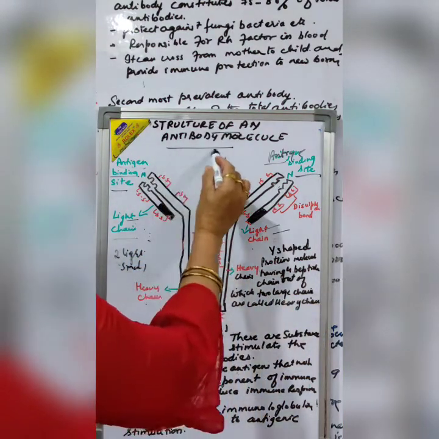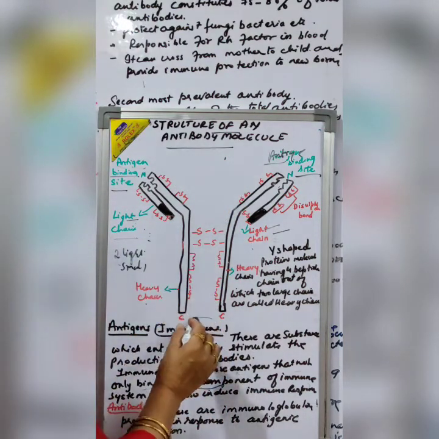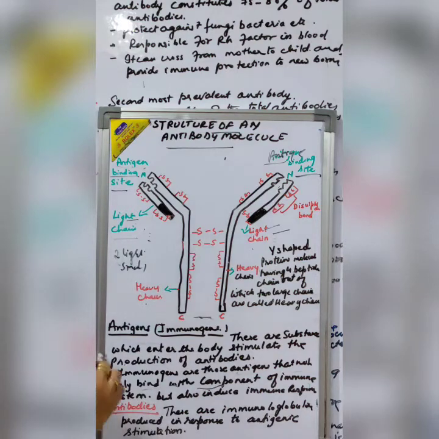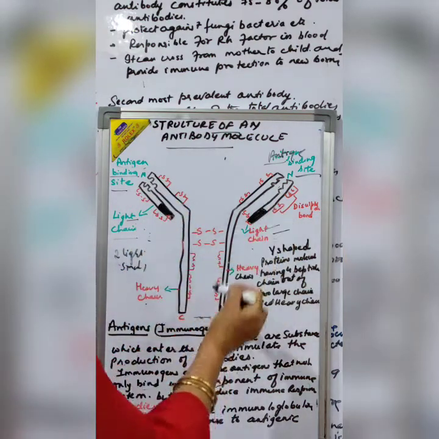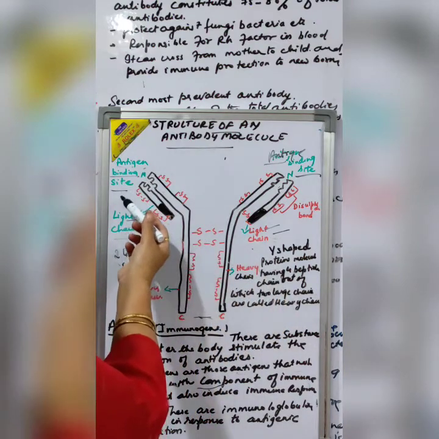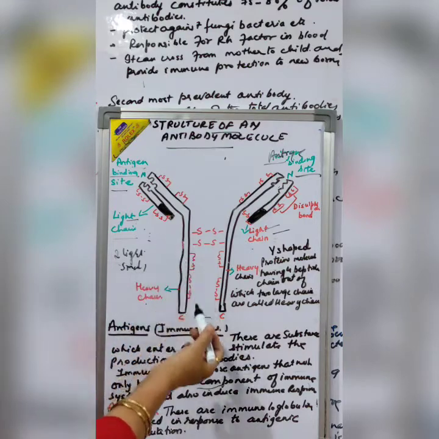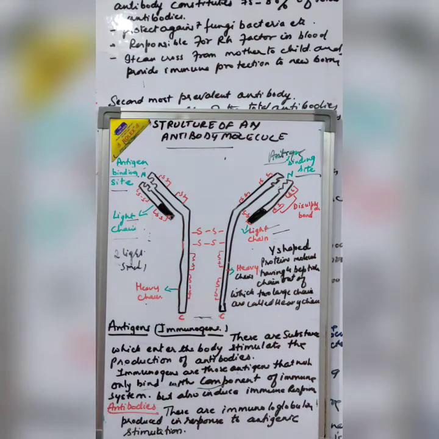So this is the structure of the antibody molecule which you have to learn, and it is asked in the exam. Very simple. You have to make an L shape. Only this heavy chain, light chain, then antigen binding site, antigen binding site, and these are the two L-shaped structures. So antigen and antibody definitions also you have to learn. This is the structure of an antibody molecule.